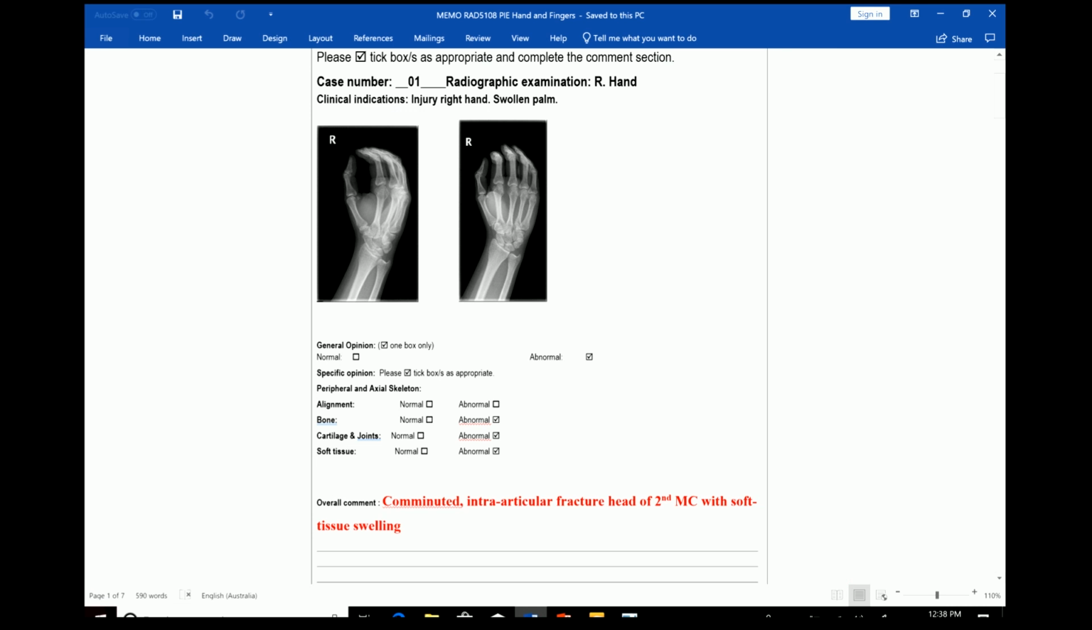So on your feedback form then, the case is abnormal. The bone is abnormal, the cartilage and joint is abnormal because it's intra-articular, and you can also see there is some significant soft tissue swelling. So your overall comment for this case would be a comminuted intra-articular fracture at the head of the second metacarpal with soft tissue swelling.